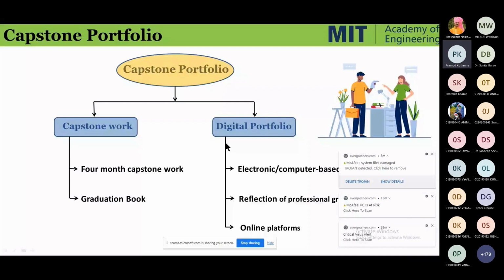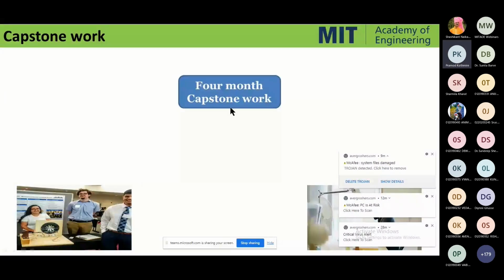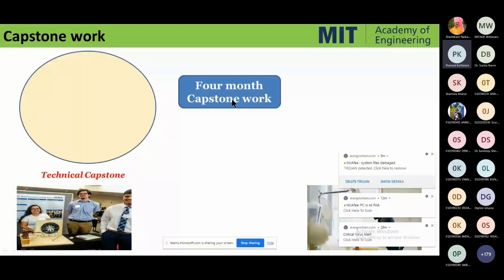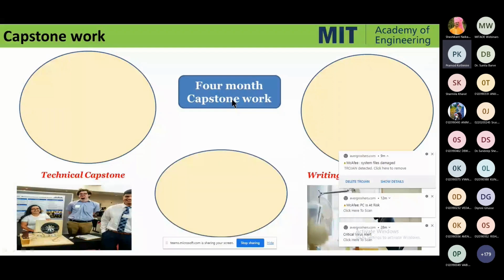Coming to my next slide, Capstone work. I told you that within a period of 4 months, you are supposed to identify the problem, suggest the methodology, and present your solution. Capstone work can be divided broadly into three different areas. One is the technical capstone, another one is the writing intensive capstone, and the third one is the general capstone. Technical capstone and writing intensive capstone, I will not talk much about, because throughout your engineering, you have done technical as well as writing work.